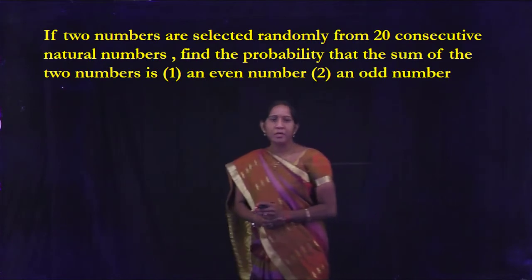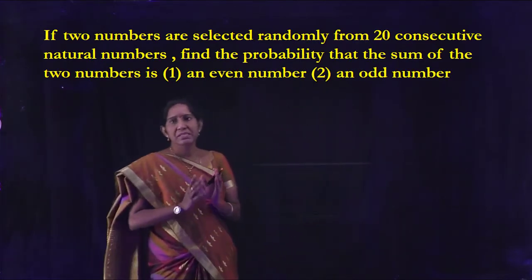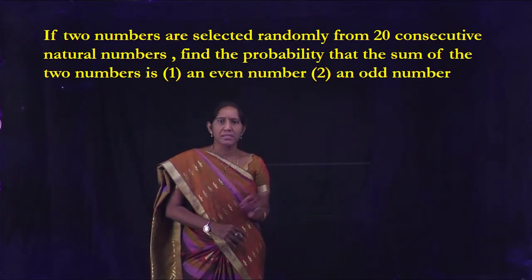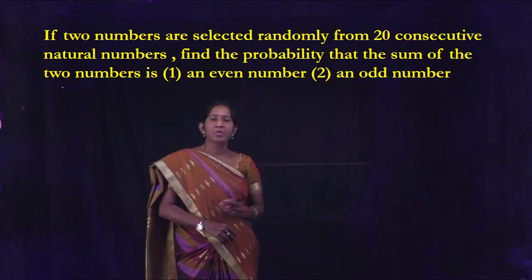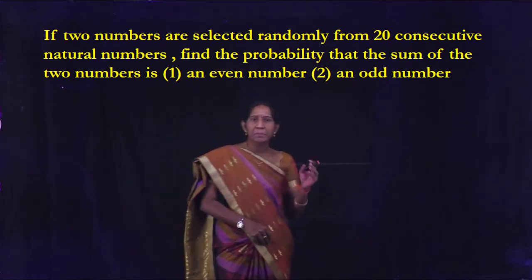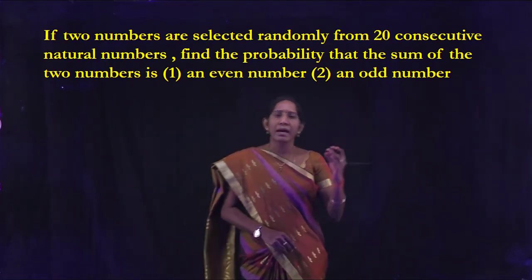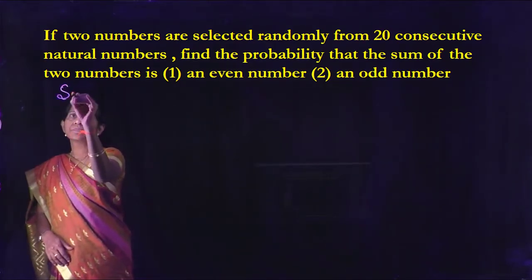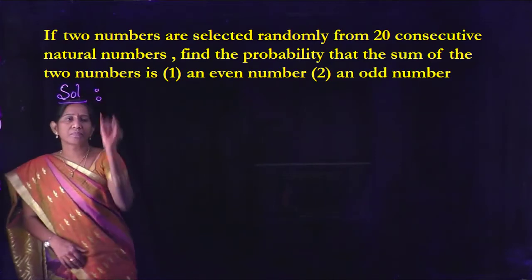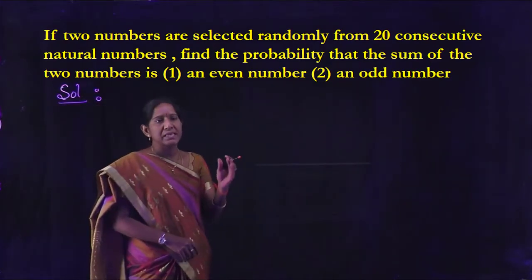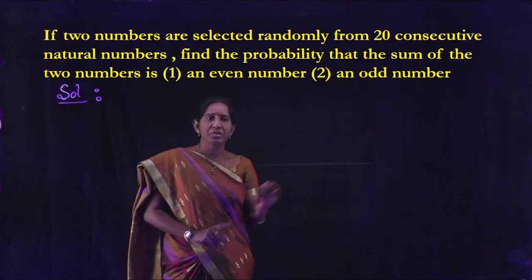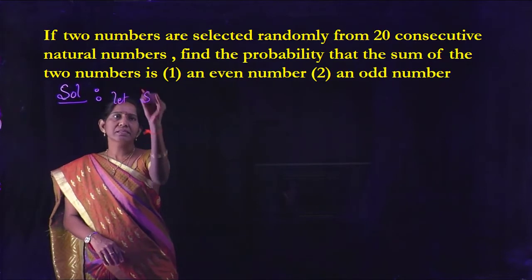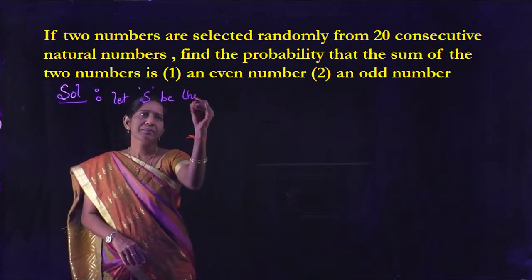Come to the next problem. If two numbers are selected randomly from 20 consecutive natural numbers, find the probability that the sum of the two numbers is an even number and an odd number. See the solution of this. Two numbers are selected randomly from 20 consecutive natural numbers. First, let S be the sample space.